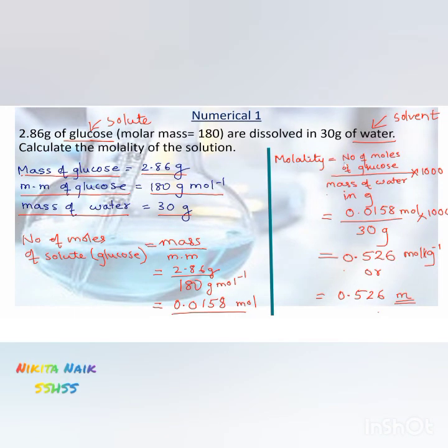Hence, molality is equal to number of moles of glucose upon mass of water in grams into 1000. We know that the number of moles of glucose is 0.0158 mole. We know the mass of water, that is 30 gram, into 1000. Hence, our answer is 0.526 mole per kg or 0.526 molal.